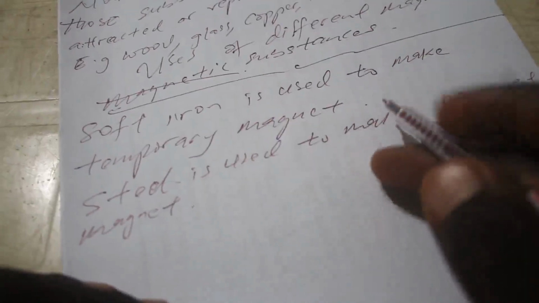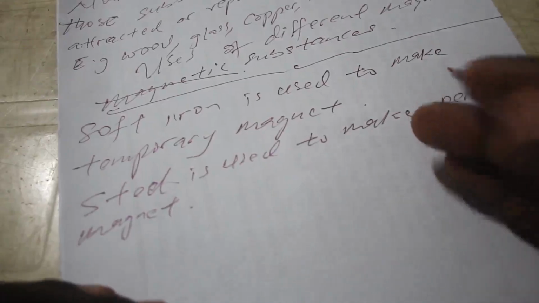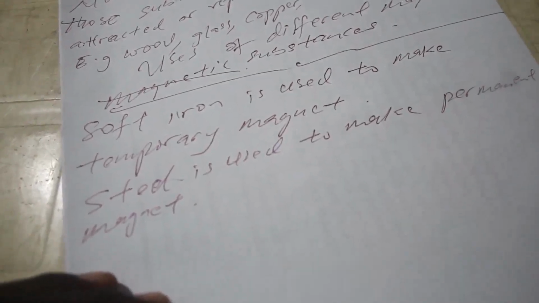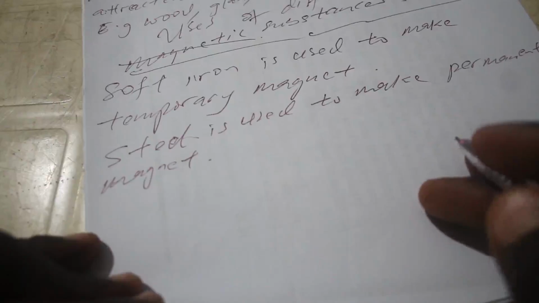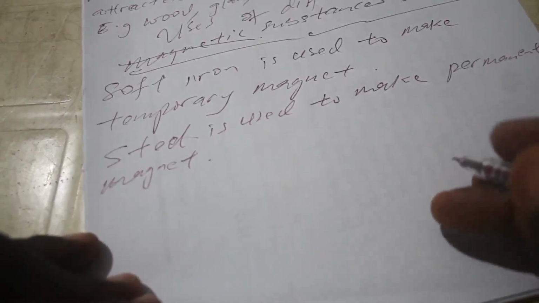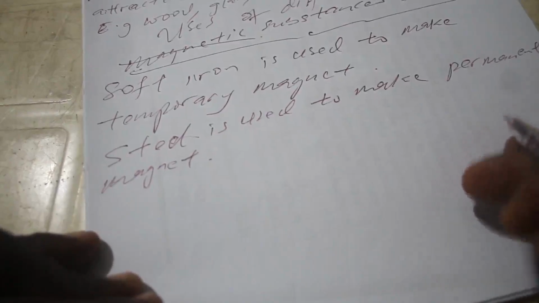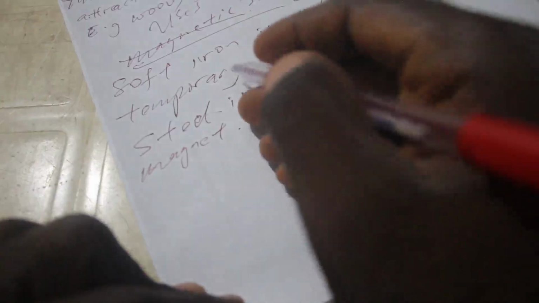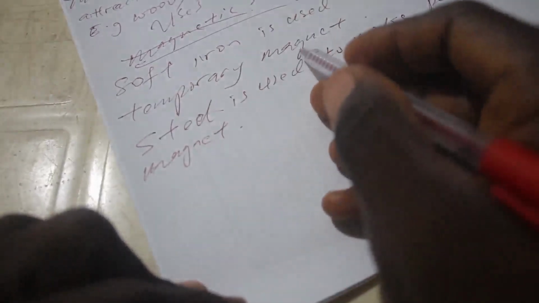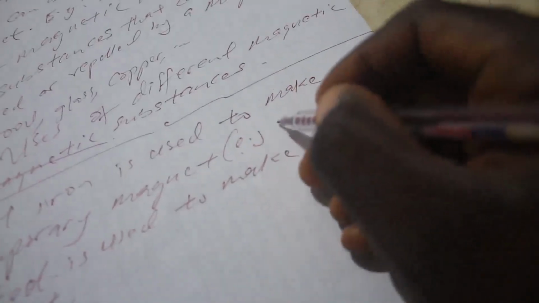So soft iron is used to make temporary magnets. They're basically electromagnets. Electromagnets are those magnets you need to produce a magnetic field for a short period of time, and that's employed in industry. Soft iron is used to make temporary magnets, such as electromagnets.